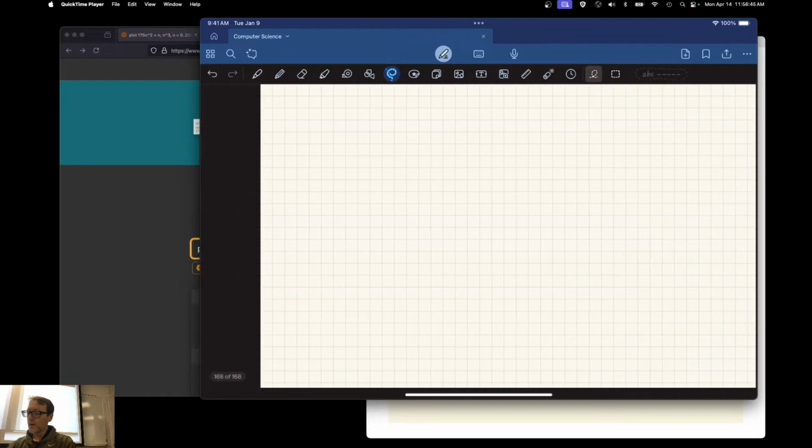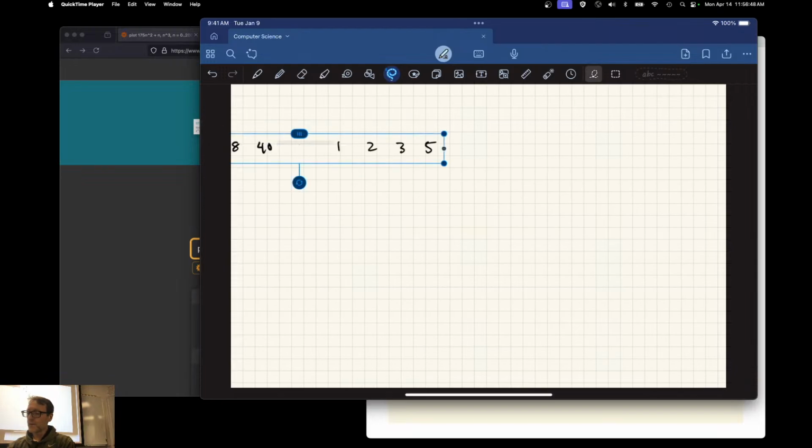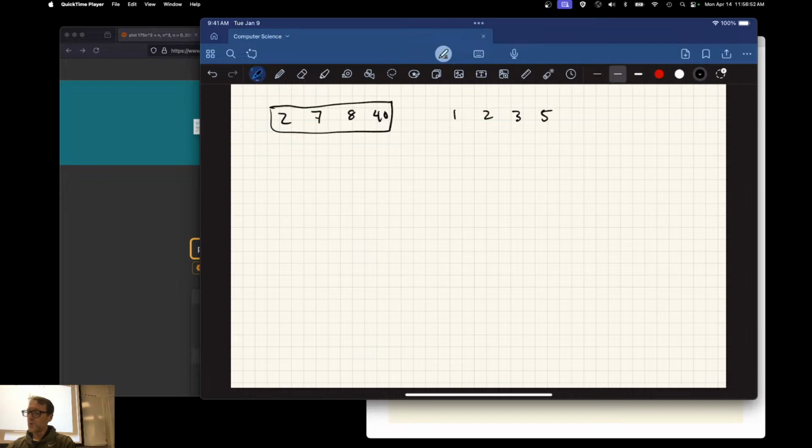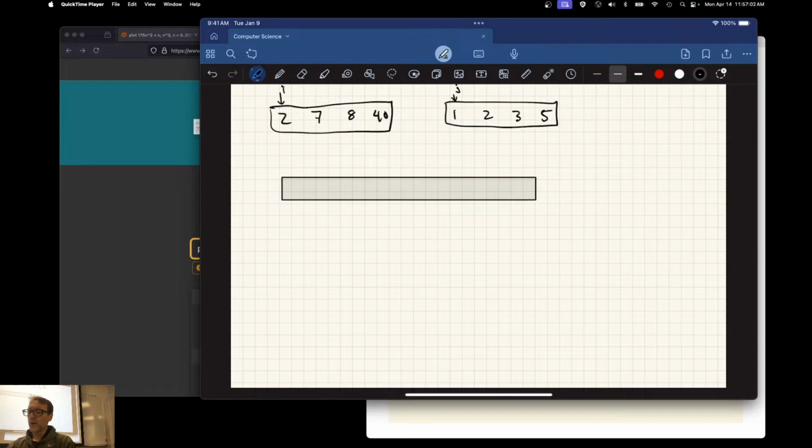Copy and paste. There we go. All right. I'm going to keep two variables here, i and j. And then I'm going to copy it to a resulting array that has k here instead. This is A, or left, and this is B, right, and then this is C. I'm going to merge these two into one sorted array.